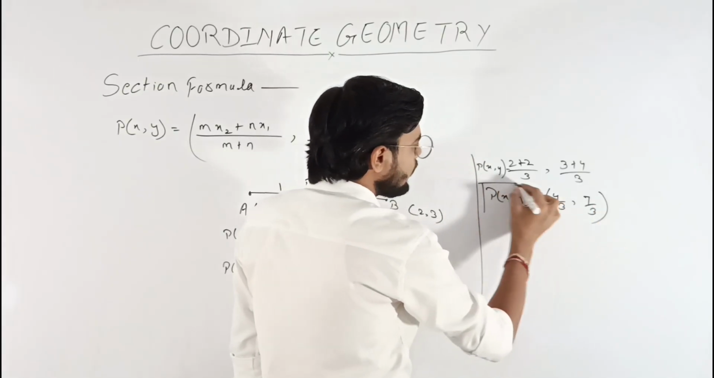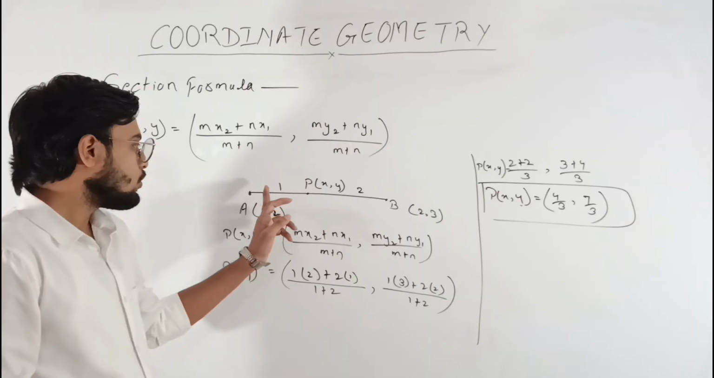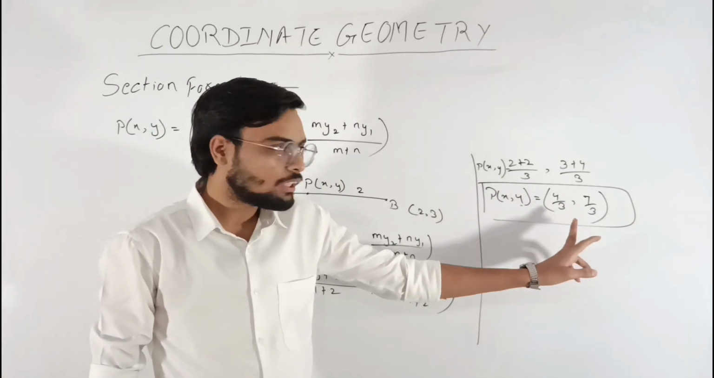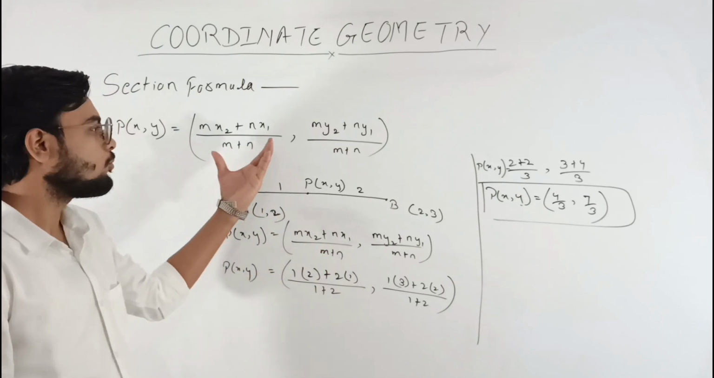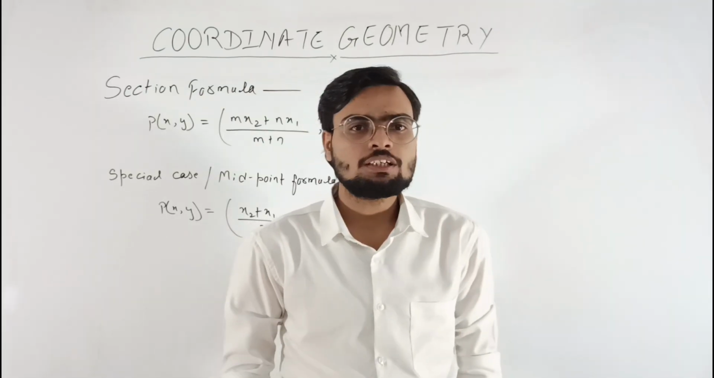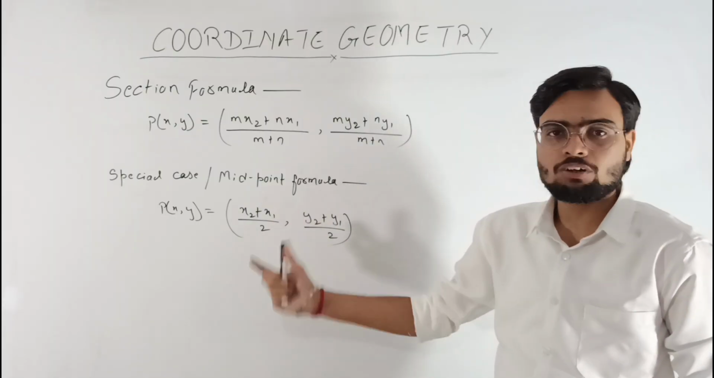So this is the coordinates of P which divides this line AB in the ratio of 1 is to 2, and the coordinate is 4 upon 3, 7 upon 3. How did I get it? Using section formula. Understood? Now next we see one special case of section formula, which is also known as midpoint formula.